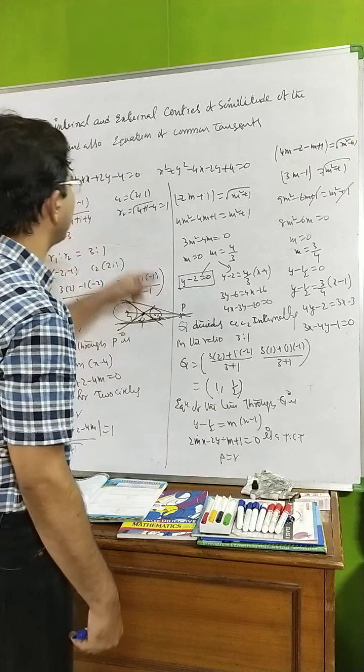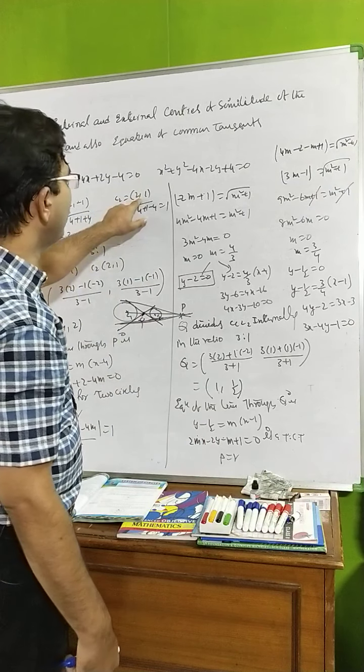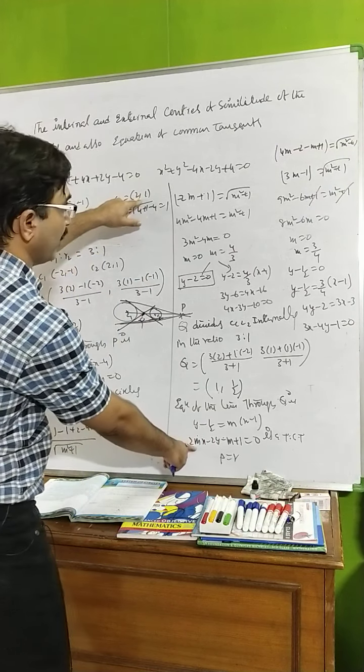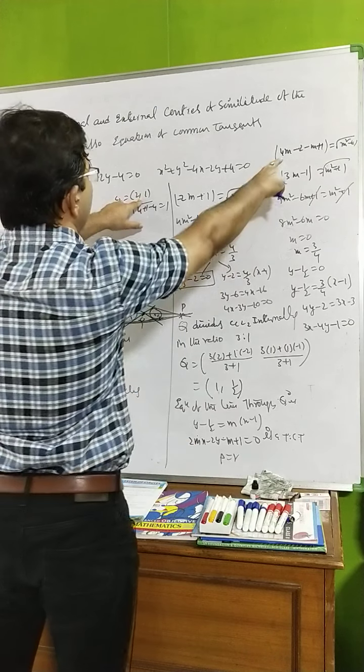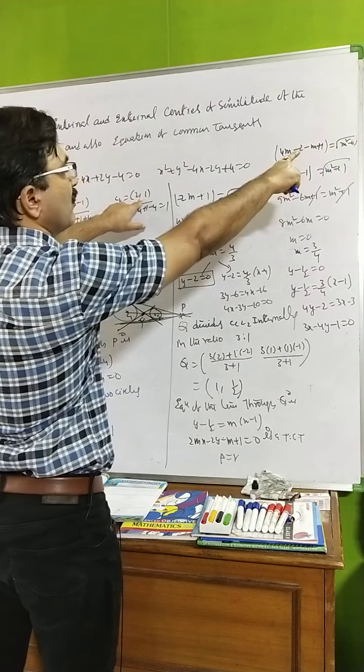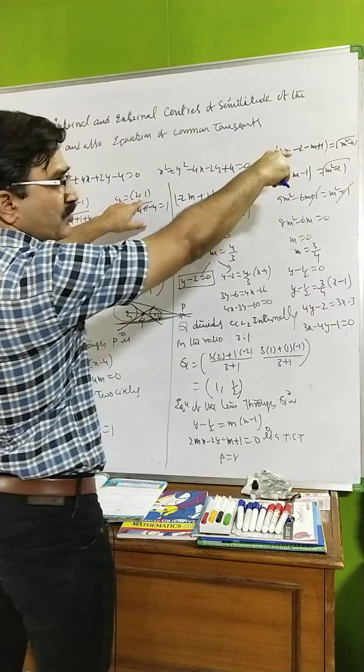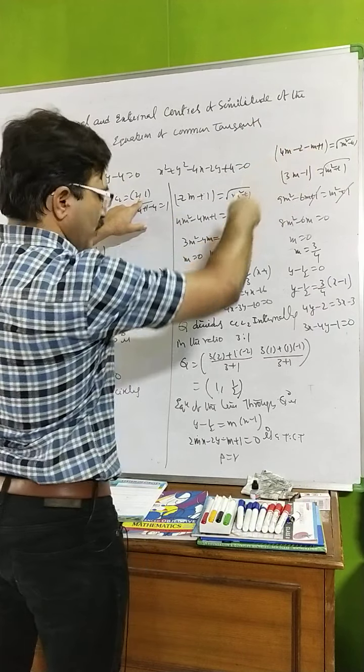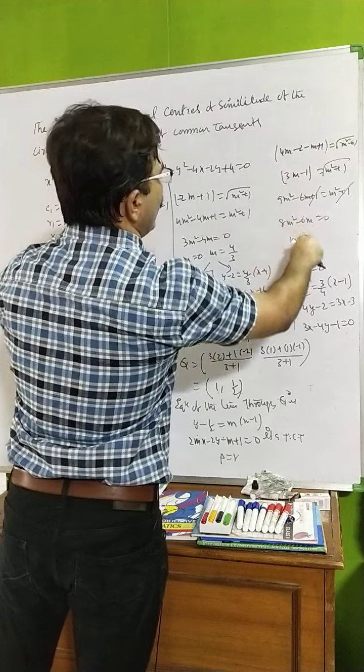Perpendicular distance from where? Same point I have taken. 2 comma 1 only, I have taken as center. I substituted the center here. So that's the reason we got 4 minus 1 and minus m plus 1, divided by under root of m square plus 1, is equal to 1. So after simplifying we got it in this way.